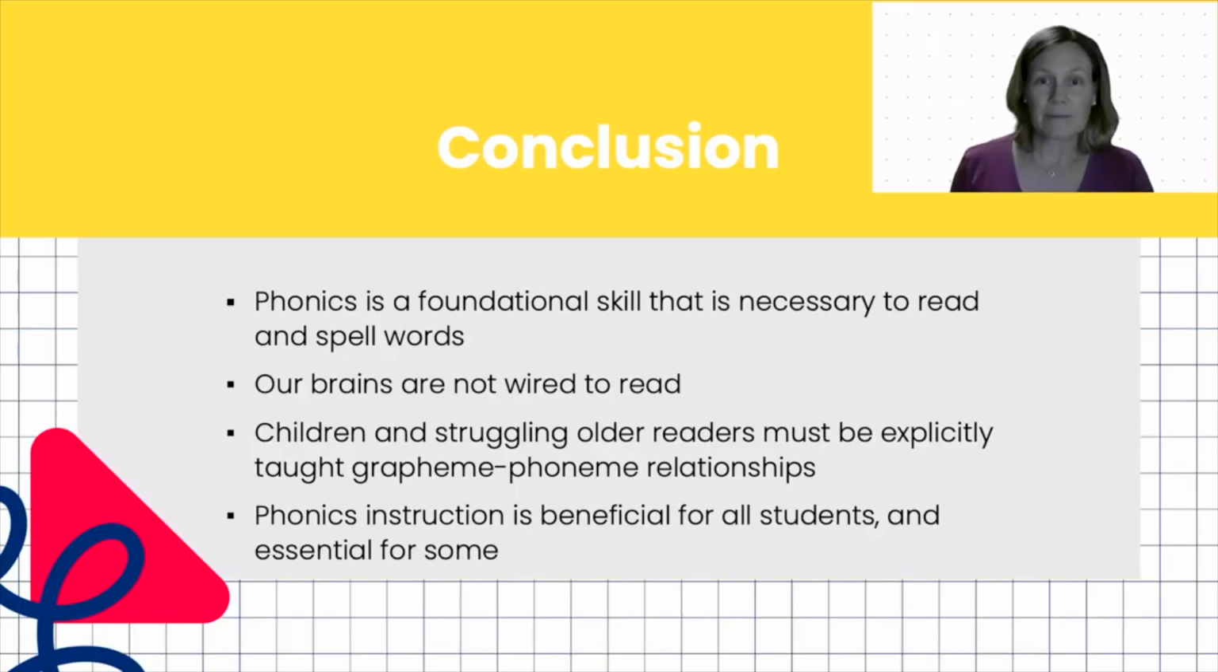To sum up, a knowledge and understanding of grapheme-phoneme correspondence is essential for reading and spelling success. These relationships must be explicitly taught, as our brains are not wired to read. This instruction is most effective in kindergarten and grade 1. However, we know that this is not the only component in good reading instruction.